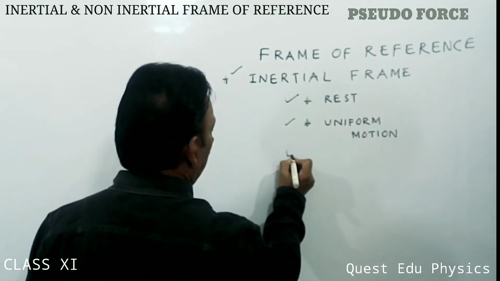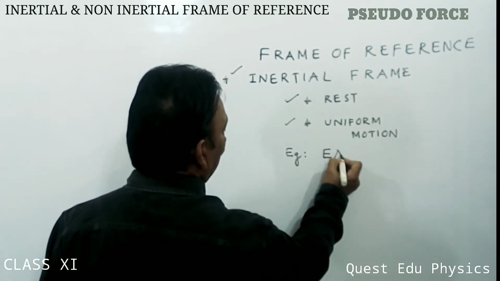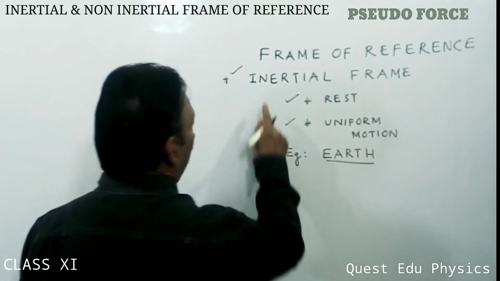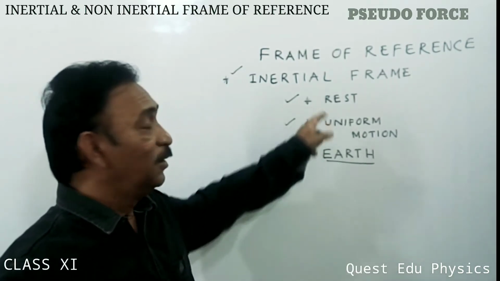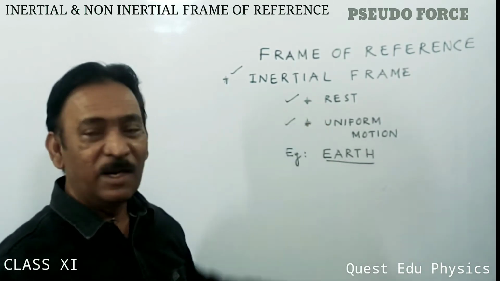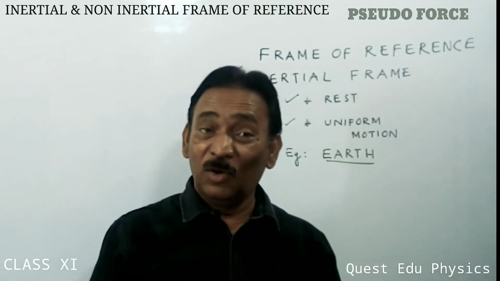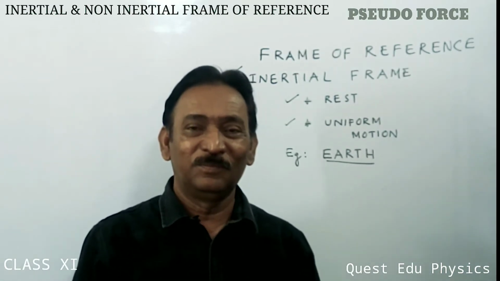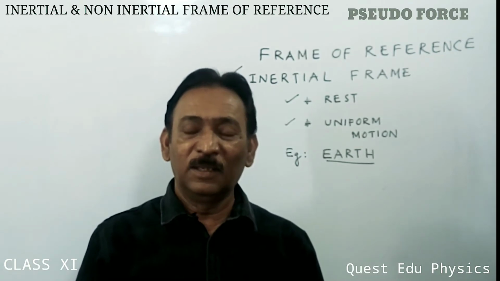The best example of an inertial frame of reference is Earth. But I said an inertial frame of reference must be at rest or in uniform motion. But we know that Earth is in motion, and it is moving along a circular path.